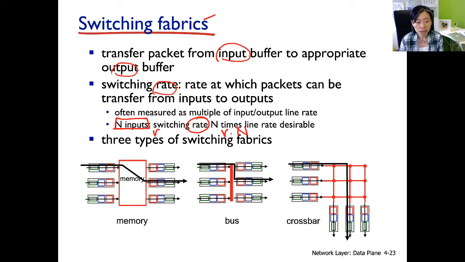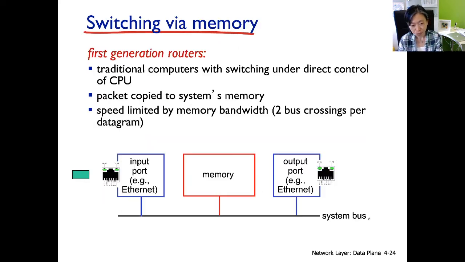All right, so what we're seeing here are three different architectures of switching fabric. Memory is generation number one, bus is number two, and the modern ones, generation three, the crossbar architecture. Now let's go over them one by one.